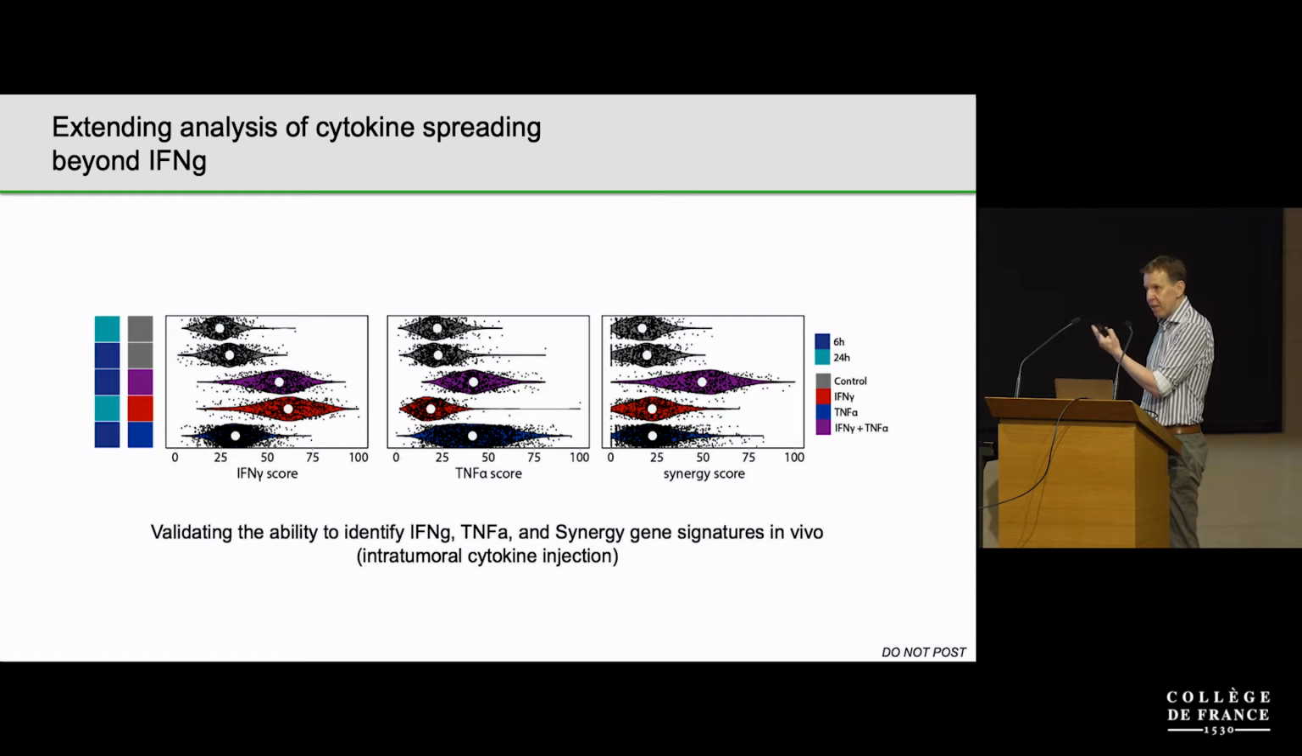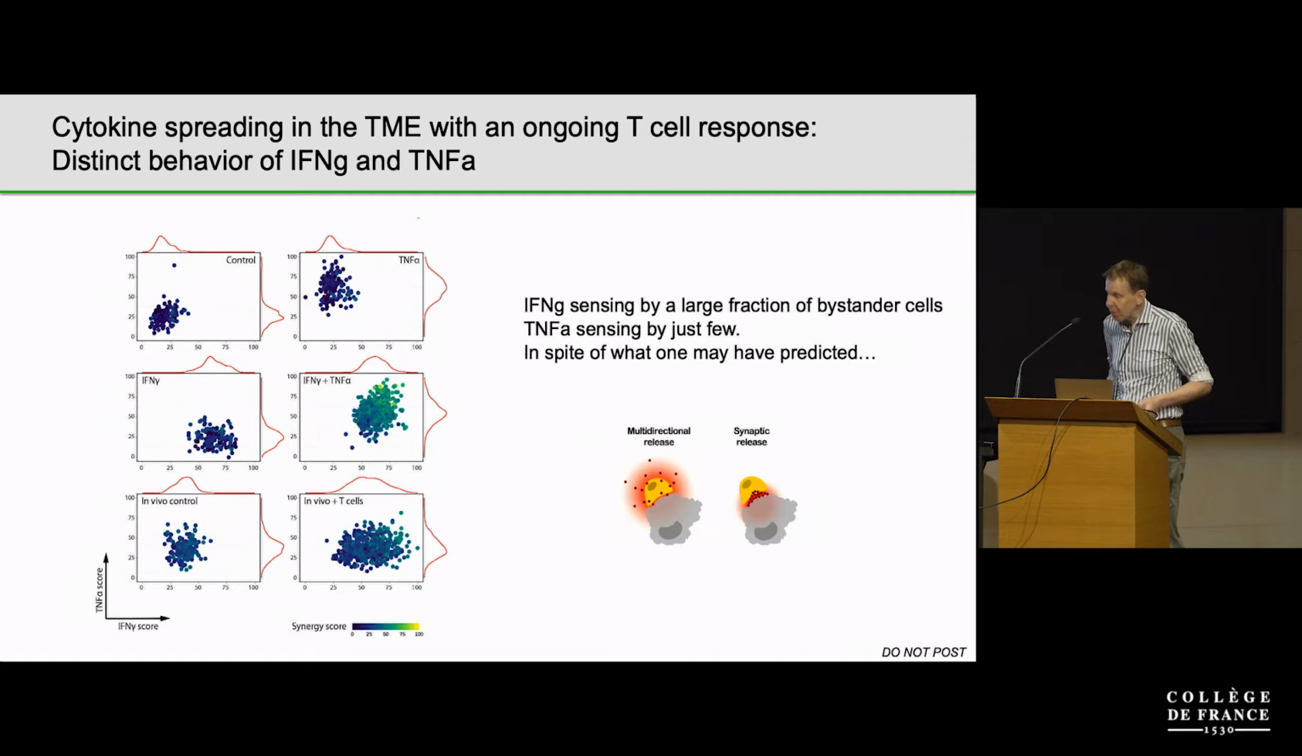So really, in an in vivo system, you're able to extract from single-cell data which cytokine or cytokine combinations were seen. And then we can take tumors where we either have T cells recognizing antigen or not, and then look at the same signatures and see what those tumor cells were experiencing.